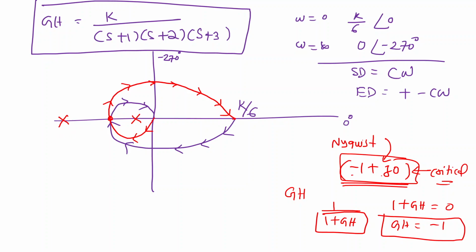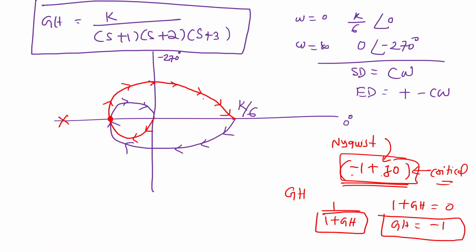You don't know the intersection point. If this intersection point is minus 2, then you can say that this minus 1 should be inside. If the intersection point is minus 0.5, then you can say that this minus 1 point should be outside of that. So for that, you need to find the intersection points in the polar plot.